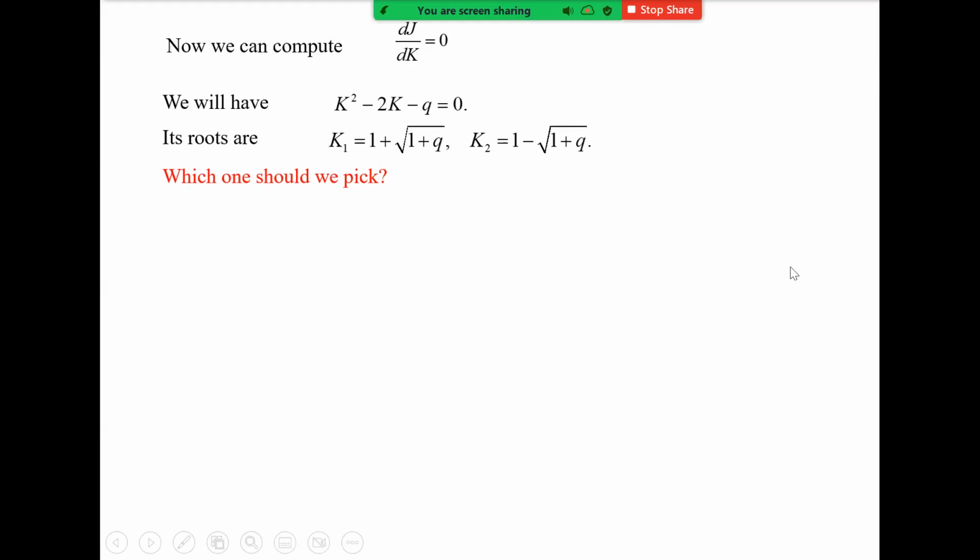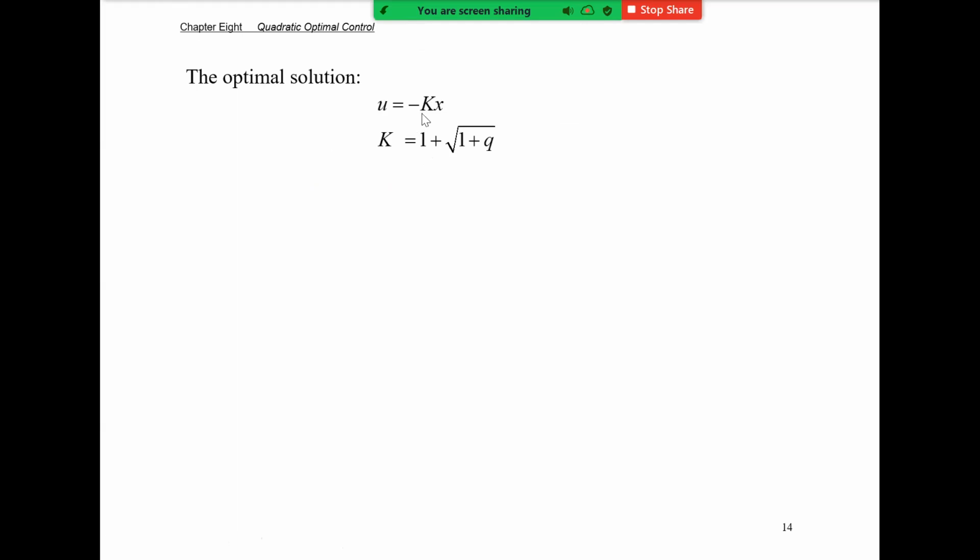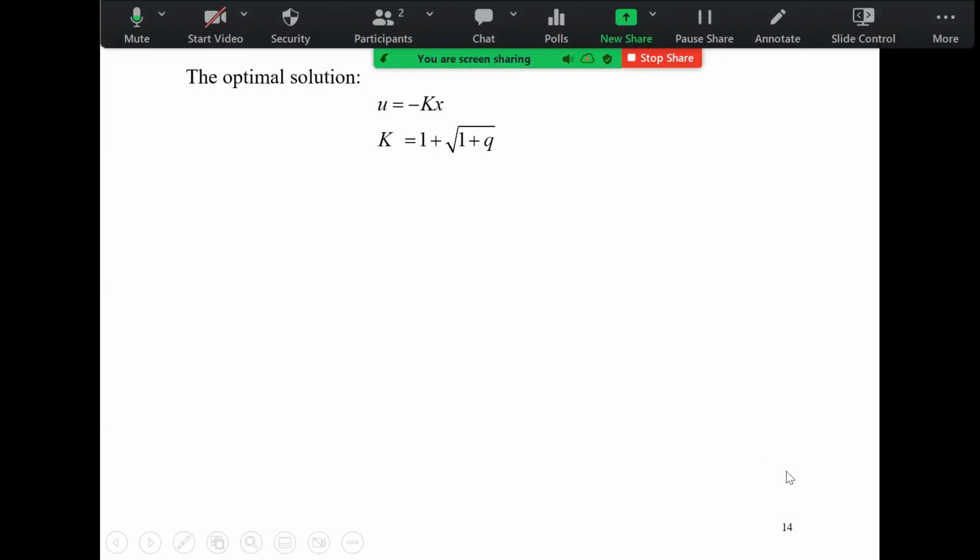So which one should we pick? k1 or k2? Of course, it has to be k1. We know k1 has to be bigger than 1 to assure the system is stable, so we only pick k1. That will be the final solution. So we say this is the optimal solution, then we get K, and this one will optimize the cost function.